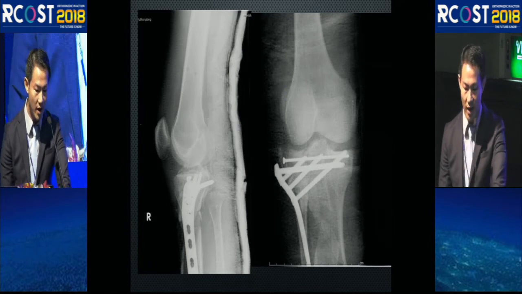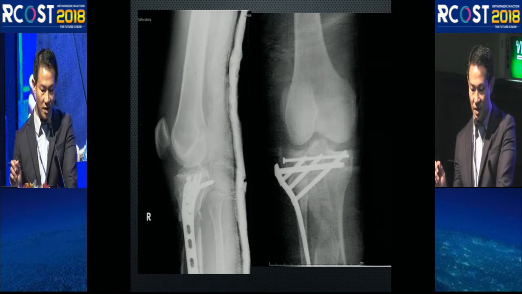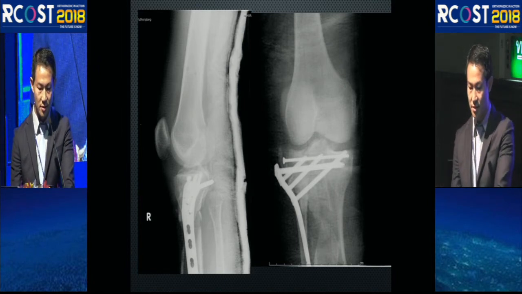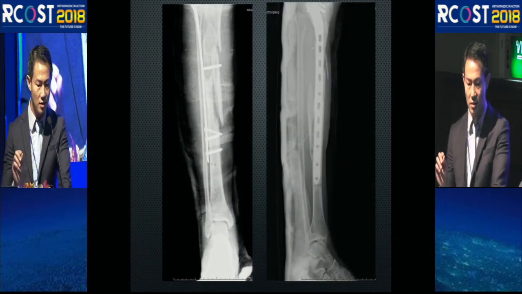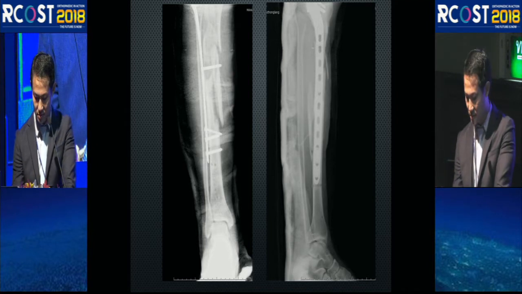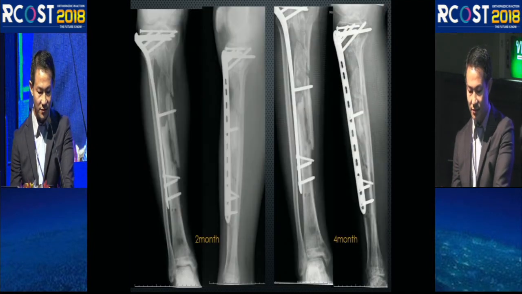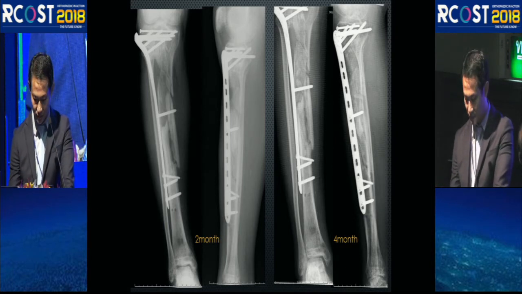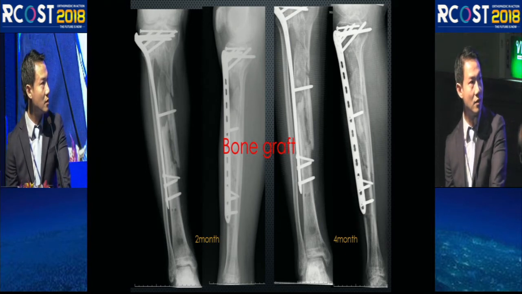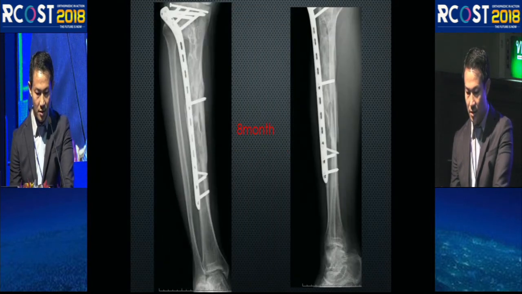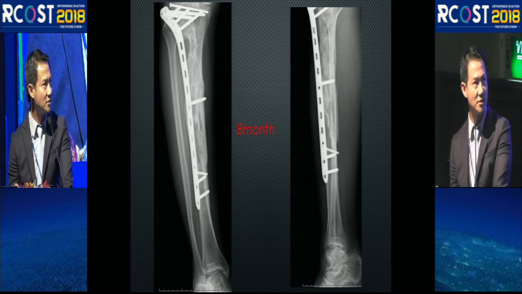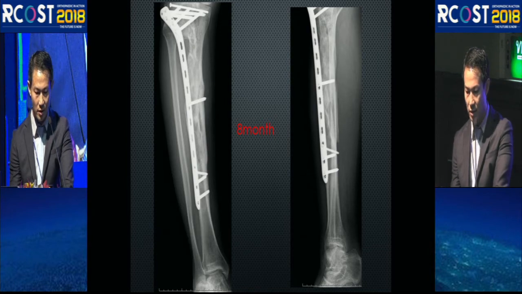This is the post-op X-ray. I used a small screw to keep the joint without a large opening of the joint, and then bridging of the fracture site, but it still has a minimal varus reduction. Then follow-up after 2 months and 4 months, it was still not united, and then I put bone graft in this case. After 8 months, they had union, but still minimal varus of the reduction or the fixation.